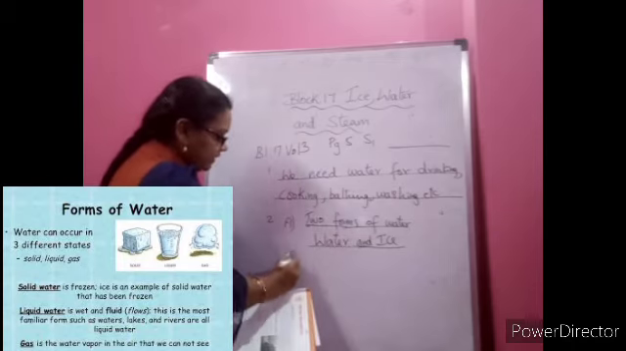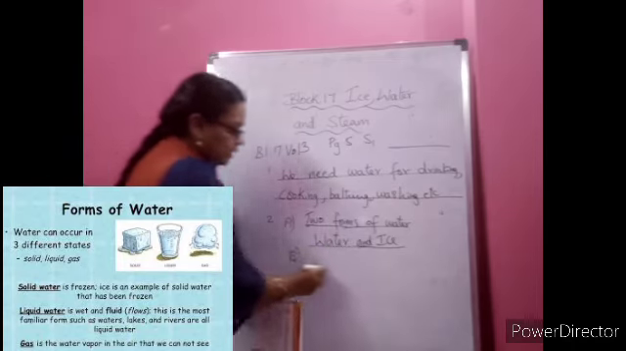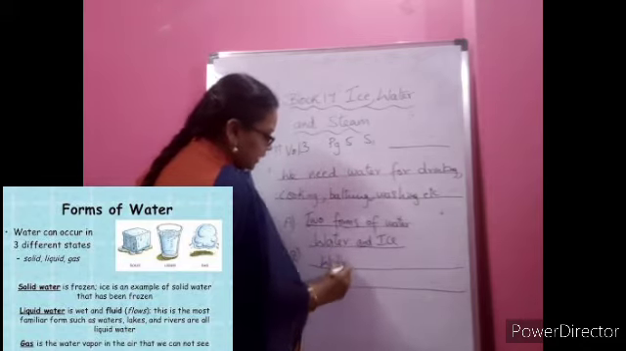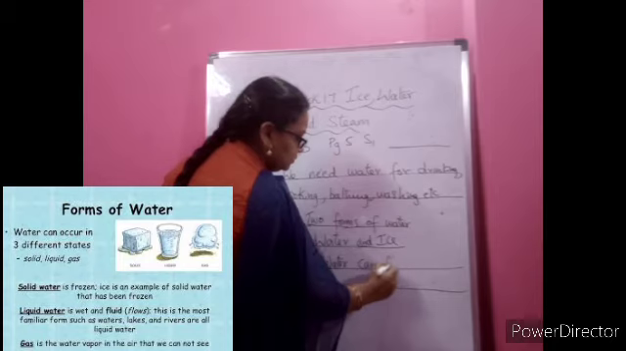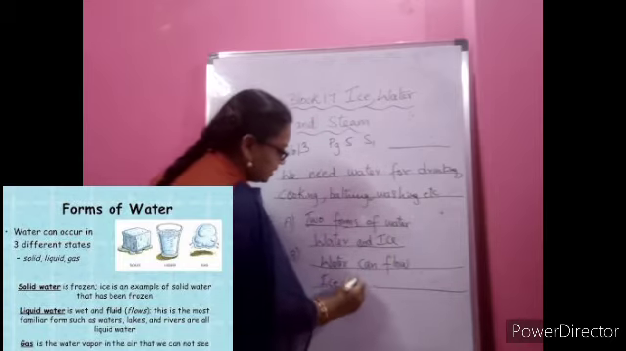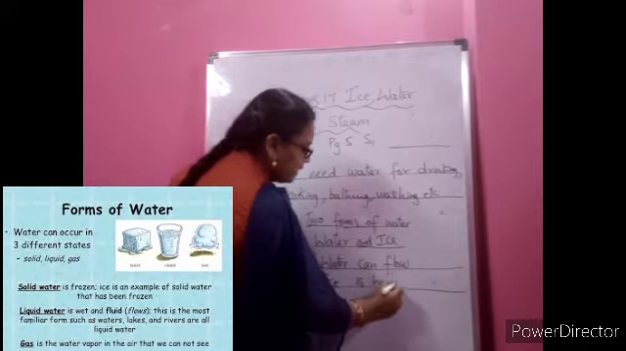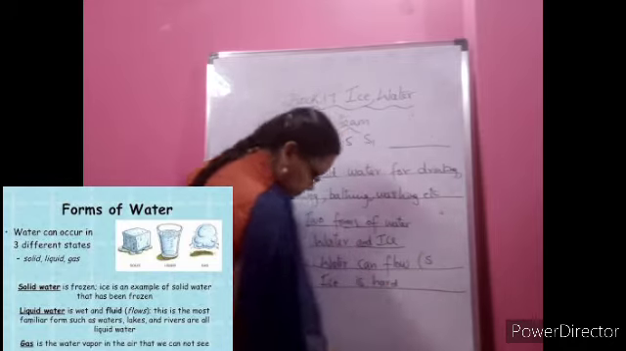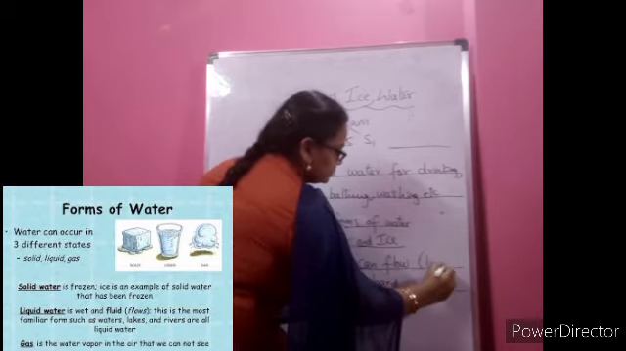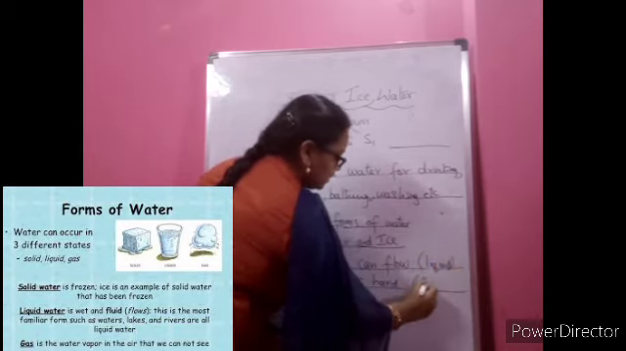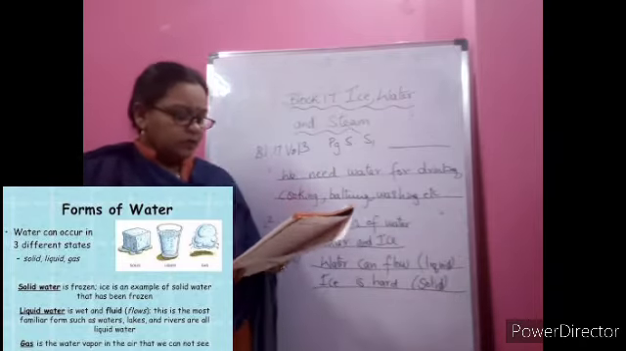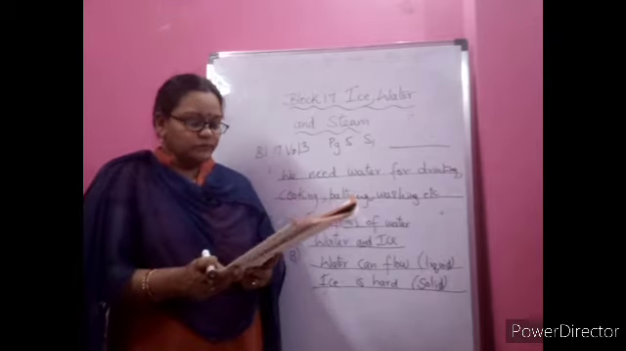Now, how are they different? Ice is hard, water can flow. If you want, you can write it is solid. Water is liquid. This is solid. That also you can add up. And you have to learn all these spellings together. Now, third question. Name the forms of water.